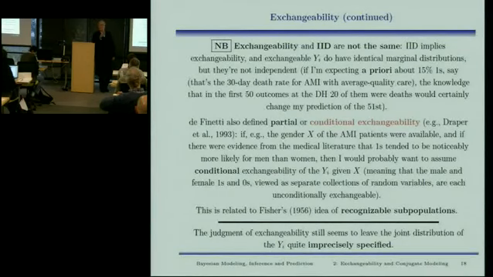Instead of asserting what you might call unconditional exchangeability across all 400 people, what would be the obvious thing to do? Partition the people into men and women, and you have conditional exchangeability inside the set of men and conditional exchangeability inside the set of women, but not unconditional exchangeability over everybody. De Finetti called that partial exchangeability, and in a paper on this that I wrote with other people quite a while ago now, we call it conditional exchangeability. So we would say that the mortality status is conditionally exchangeable given gender in this problem.